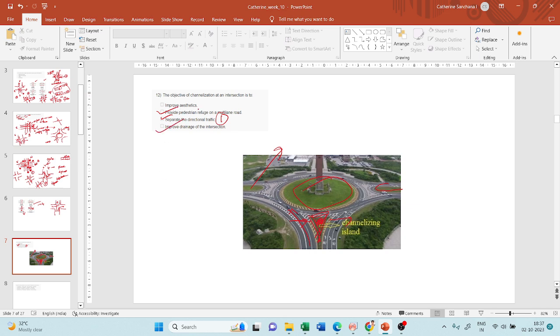And improve drainage. A channelized island will not improve drainage, but you should provide provisions in the channel so that the drainage of the road is maintained. So even if you see a road with a median in between, you should provide provisions in the median so that water will get drained off. So this will not improve the drainage of an intersection, but when you provide a channel, you should make sure that provisions are made for drainage.